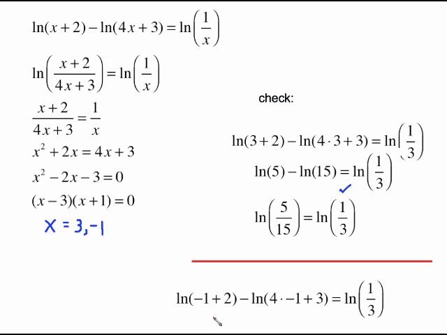We're still having a little problem down here. If I put negative 1 in here, now right here we're okay. Negative 1 plus 2 would be 1. But this arithmetic, 4 times negative 1 is negative 4, plus 3 is negative 1. I would be taking the natural log of a negative, which I'm not allowed to do. So this negative is going to get thrown out.